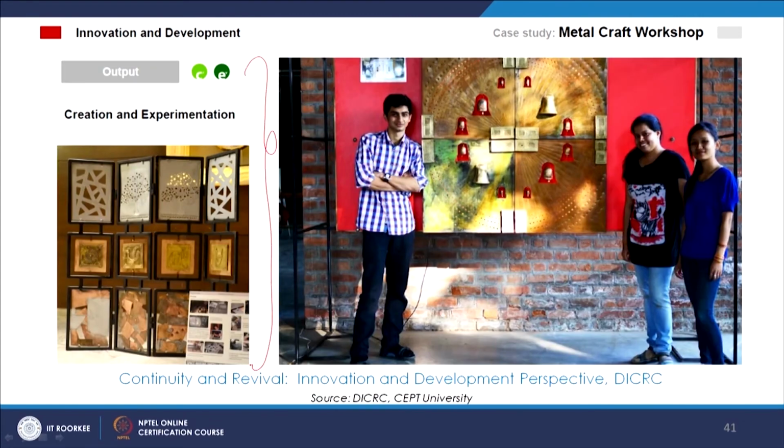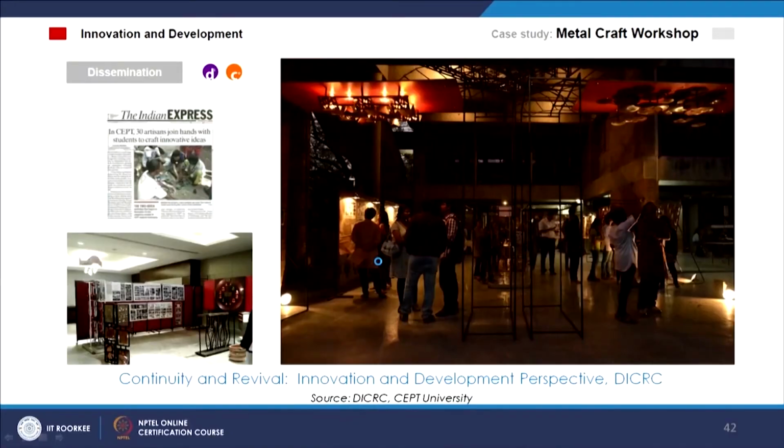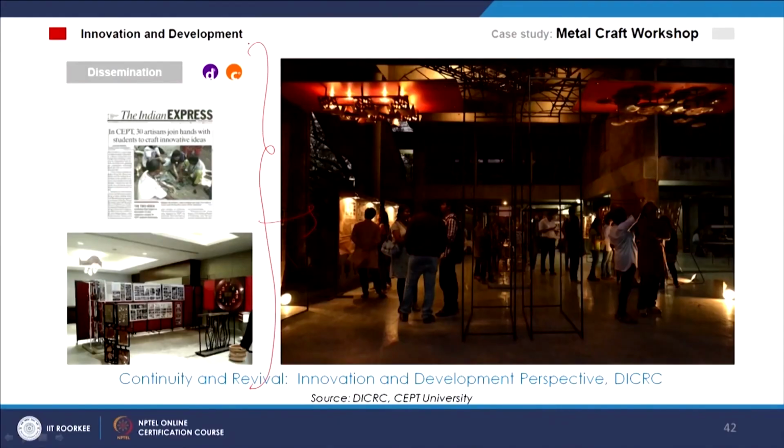Again, creation and experiment. So some interesting prototypes are generated which are not part of the existing product range, and the craft person, the artisans, designers, professionals, students, all of them contribute in the creation of that output, and it also helps understand the material and the process and implement certain new ideas and come up with innovative prototypes. Of course, the dissemination part, the exhibition and the publication and media.